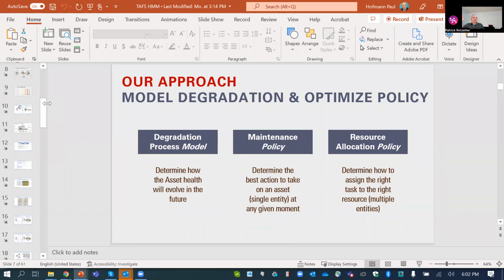I hope it answered the question. Or you can ask me directly if it didn't answer. Maybe they meant the optimization, how to come to the solution of the hidden Markov model. That's another optimization, of course.